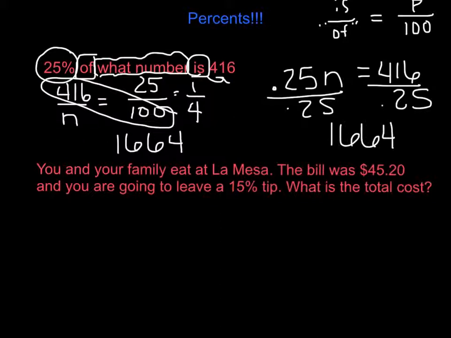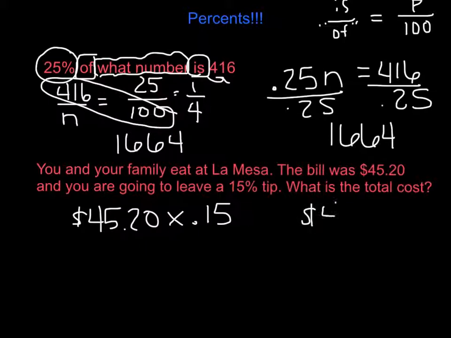On this one, you and your family eat at La Mesa. The bill was $45.20. You're going to leave a 15% tip. What's the total cost? You can do this two ways. You can find 15% of your bill by multiplying 0.15, find what your tip is going to be, and then add that on. Or you know that you're going to pay a total of 115% of your bill.